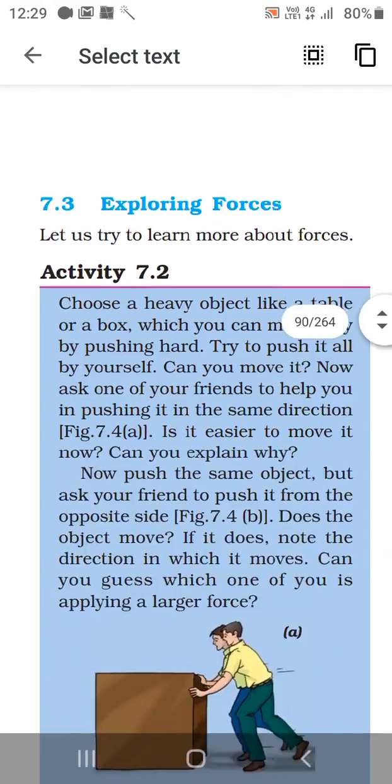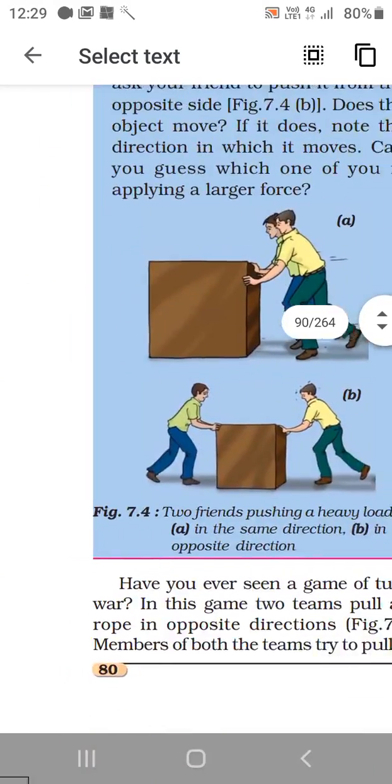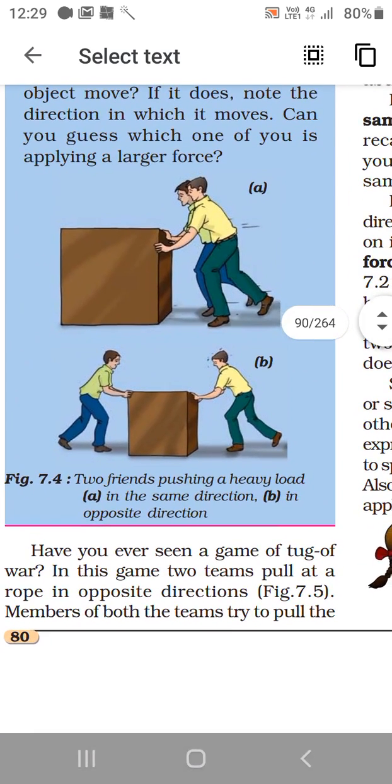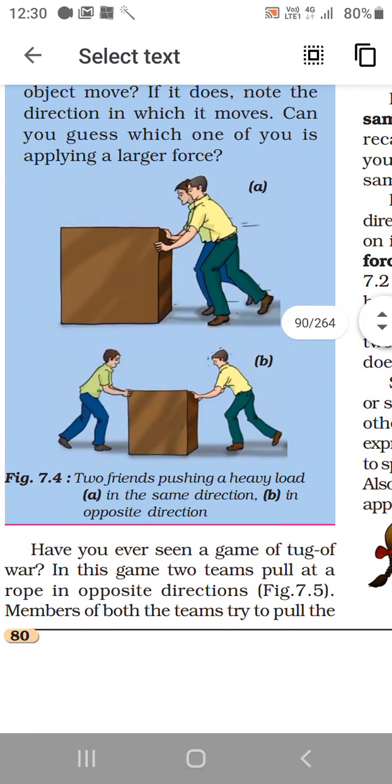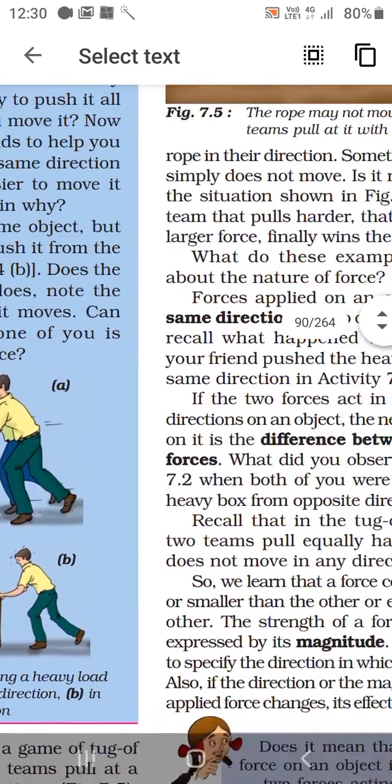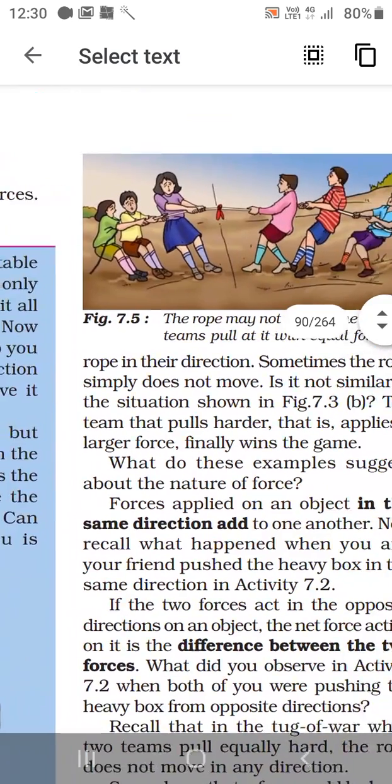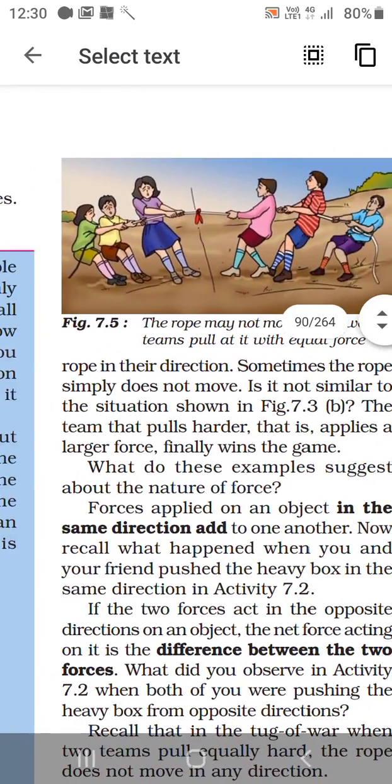Exploring forces. Have you ever seen a game of tug of war? In this game, two teams pull at a rope in opposite directions. Members of both teams try to pull the rope. This is called tug of war.